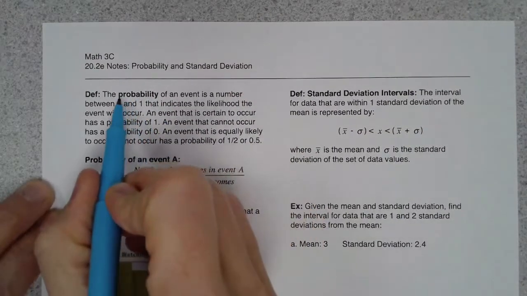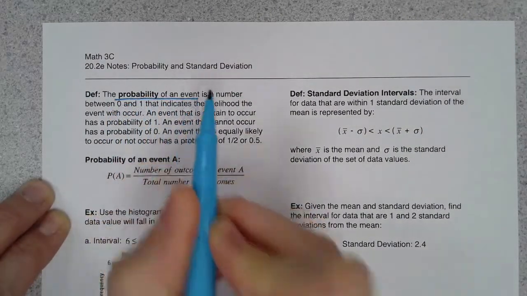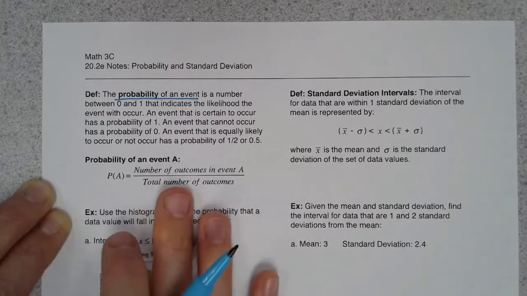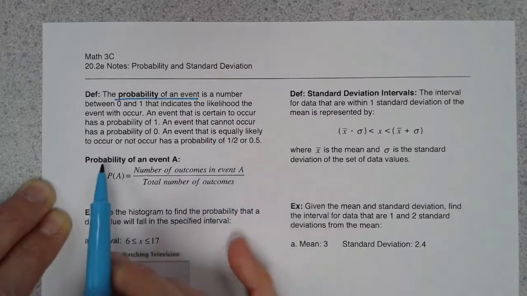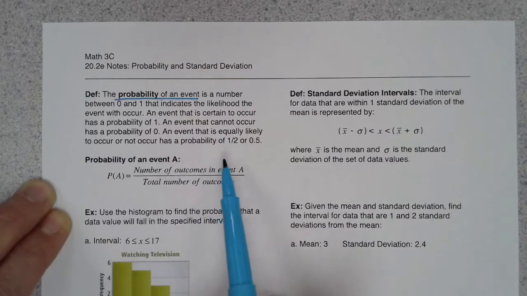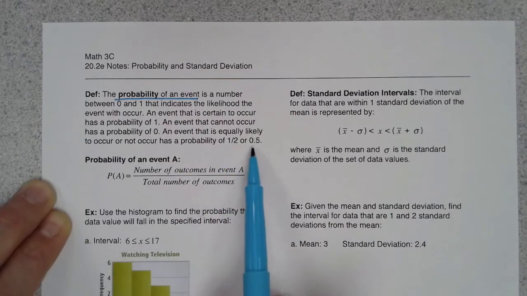So the probability of an event is a number between 0 and 1 that indicates the likelihood the event will occur. An event that is certain to occur will have a probability of 1. An event that cannot occur would have a probability of 0. And then an event that's equally likely to occur or not to occur, like flipping a coin and having it be heads or tails, is equal to 1/2 or 0.5.